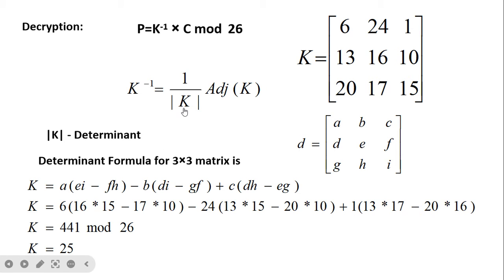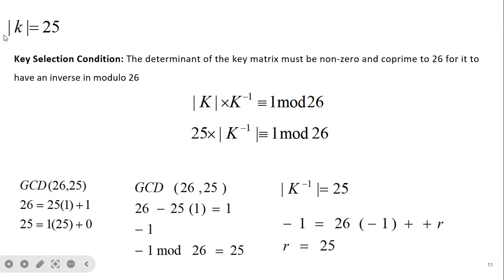Now this determinant is to be divided, so we require to take this k here, and after that we will solve with the mod operation to get the value. Now k equal to 25. Key selection condition: the determinant of the key matrix must be non-zero and co-prime to 26 for it to have an inverse in modulo 26. So these two conditions must be met. Now 25 and 26 are co-prime to each other because when we calculate their GCD it is equal to 1.